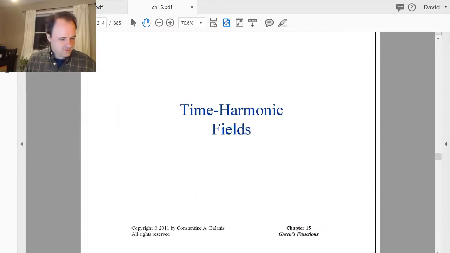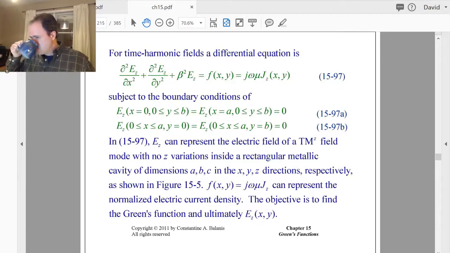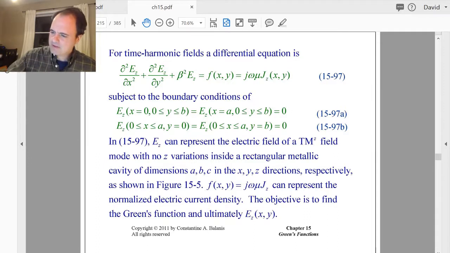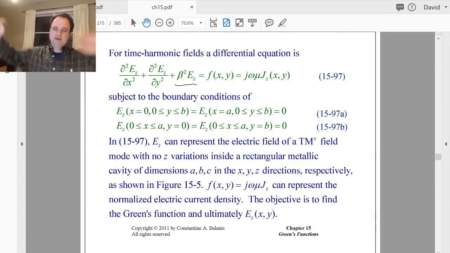So time harmonic fields. Good. So now we do not have static. We have a time harmonic field. So how does that change things? Well, it introduces a term like this. And this is where our lambda now becomes non-zero.